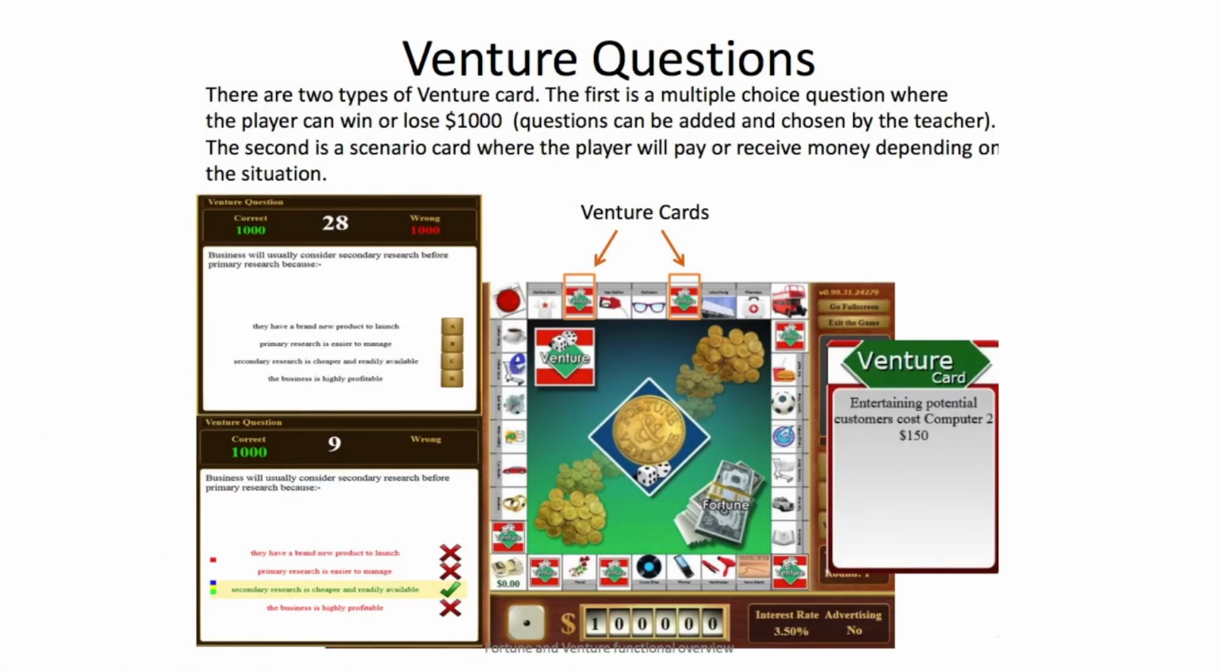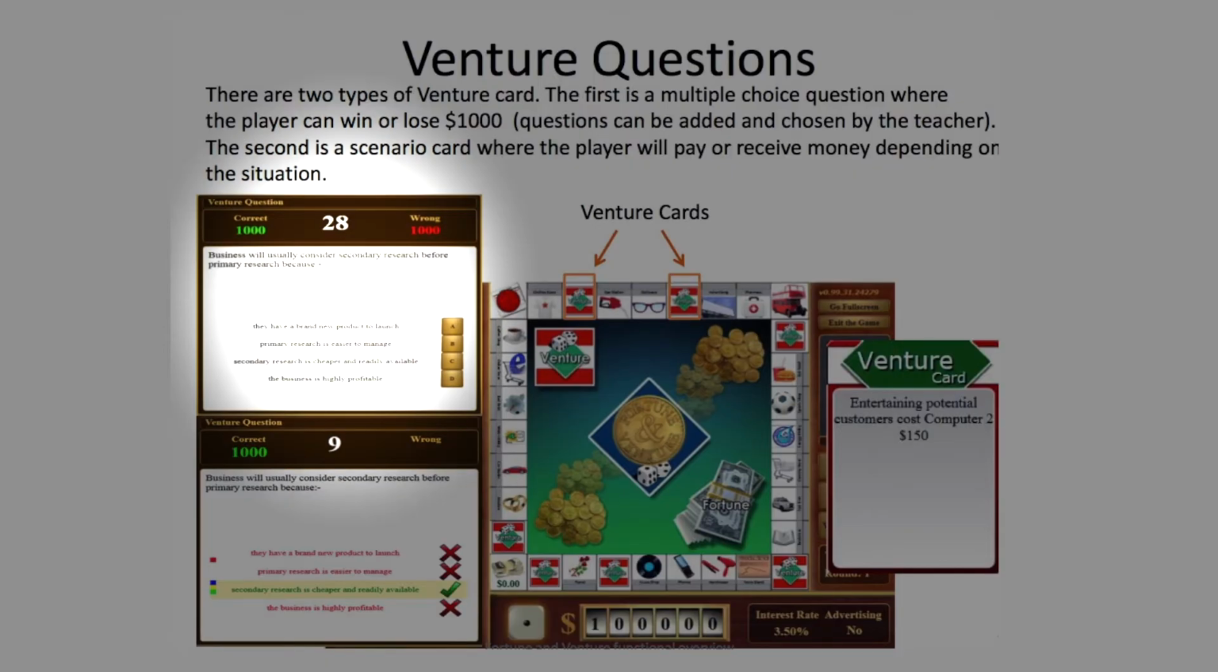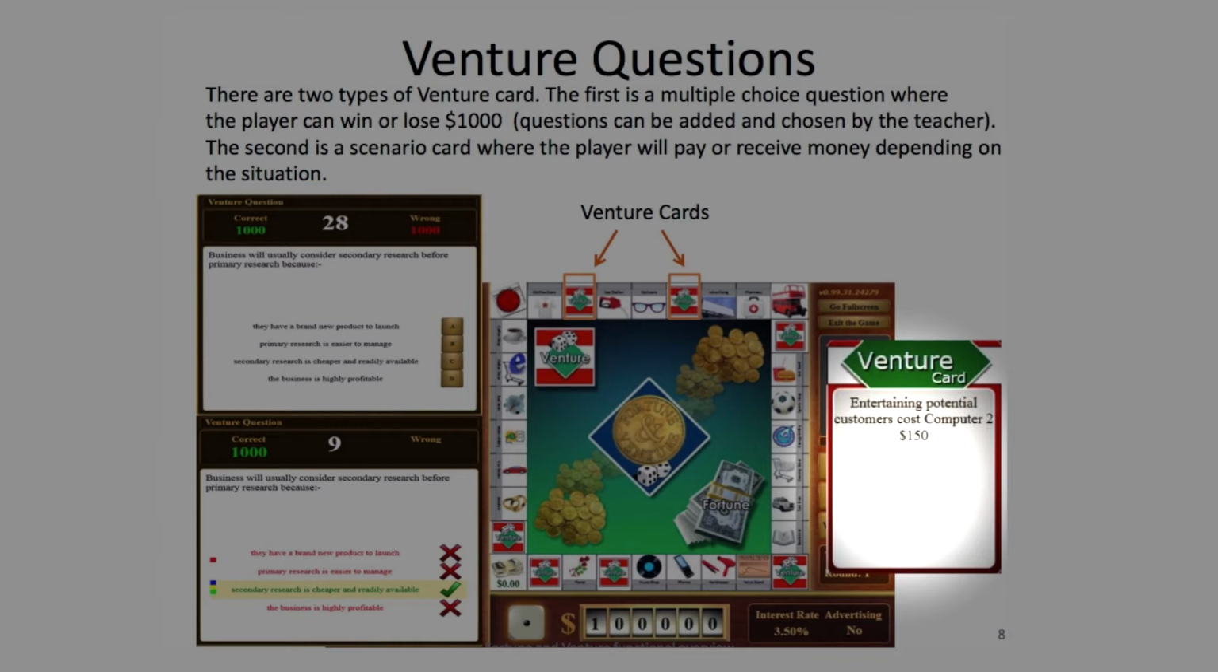Venture questions. There are 2 types of venture card. The first is a multiple choice question where the player can win or lose $1,000. Questions can be added and chosen by the teacher. The second is a scenario card, where the player will pay or receive money depending on the situation.